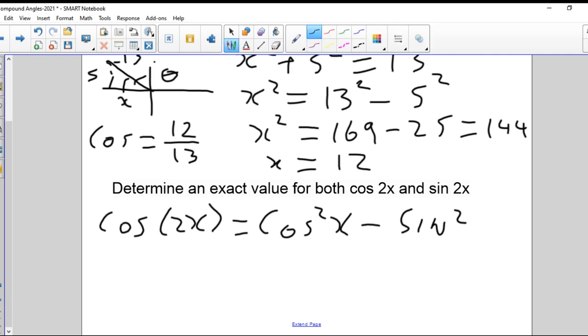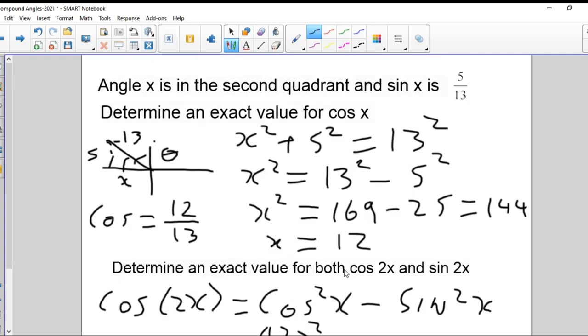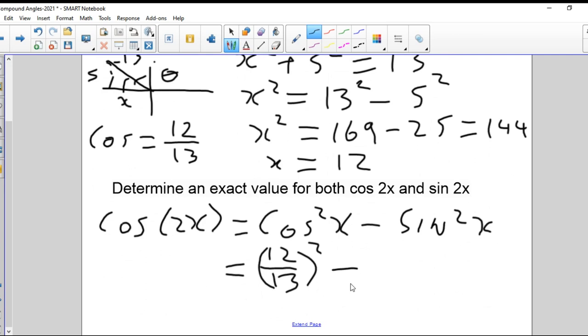That's what the cos of 2x is. This is the identity for it. So that means that I should be able to write this now for the cos of 2x as the cos of x squared, and the cos of x is this thing right here. It's 12 over 13. So it's equal to 12 over 13 squared, minus the sine of x, and the sine of x was given to us as being 5 over 13, also squared.